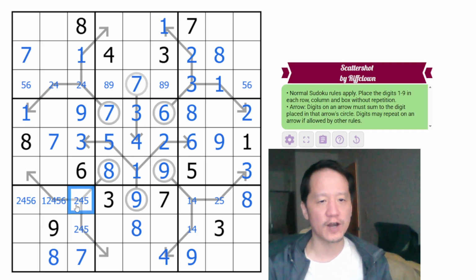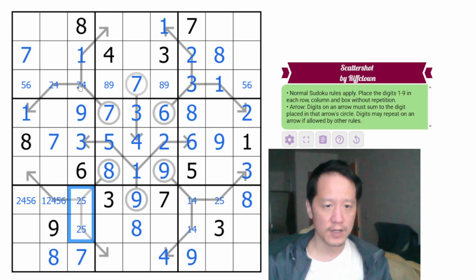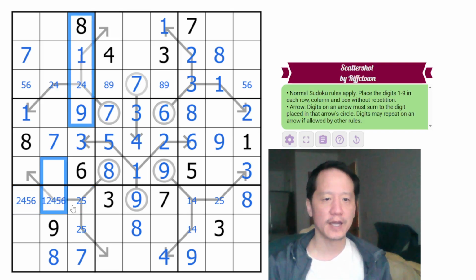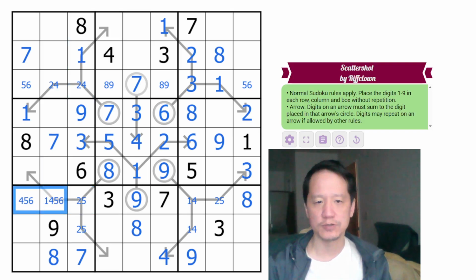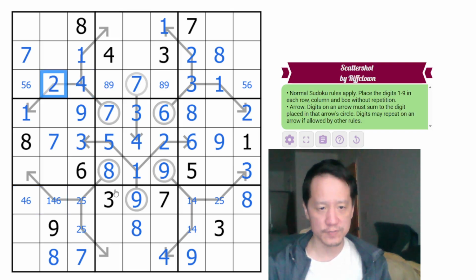Well, 4 and 5 can't add together on an arrow, because that would add up to 9 at least, which doesn't work. So therefore, this has to be 2 and 5. This 2-5 pair eliminates 2 and 5 in the rest of the column and the rest of the box. So this can't be 2 or 5, and this can't be 2 or 5. So this is 4, which makes that a 2.